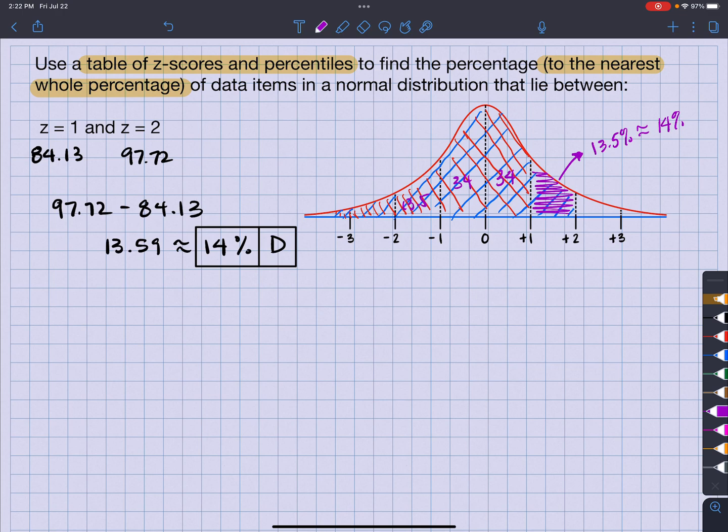So you can always just use the normal curve and figure out which areas we're looking for, label each of those sections with the percentages that lie in it, and then add them up in terms of what we're looking for. But you can also use the z table.